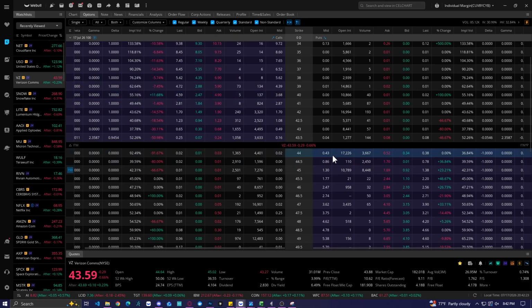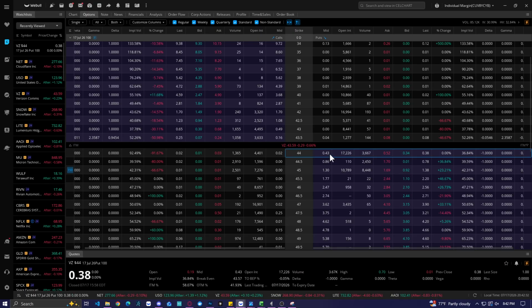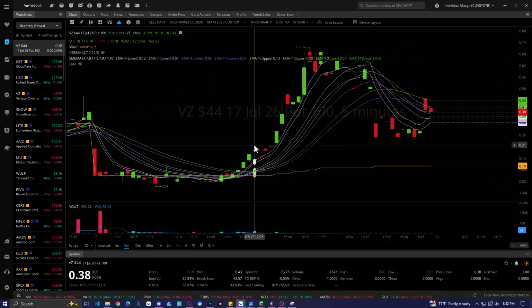But on the other side, those $44 puts that I had, I actually bought them for 3 cents. This same 44 put ended up going to 70 cents on the day. So that would have been a 20x on Verizon.